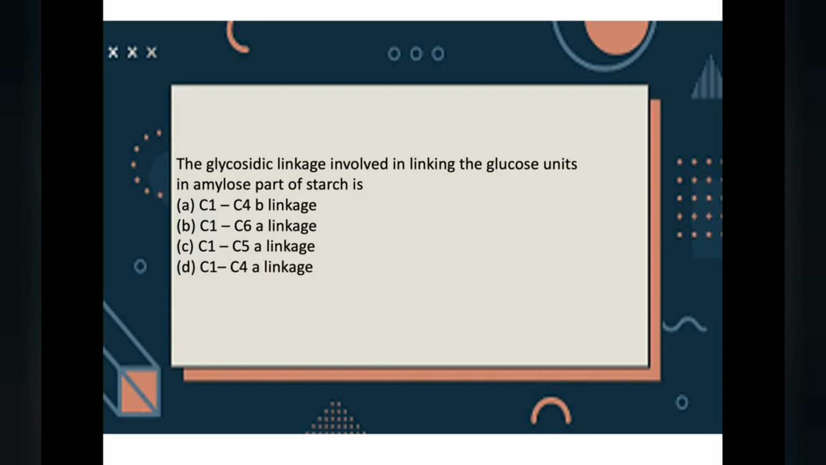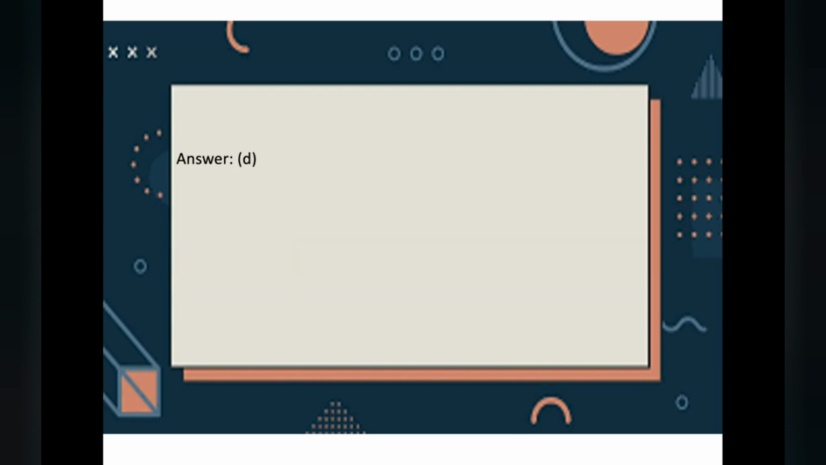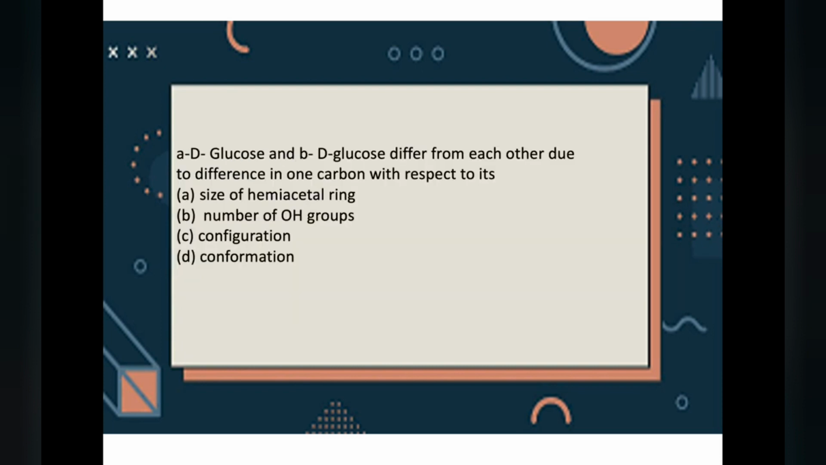Now the next question: the glycosidic linkage involved in linking the glucose units in the amylose part of starch. We had already learned about amylose in our unit, and the answer is D, which is the C1-C4 linkage. The next question: alpha-D-glucose and beta-D-glucose differ from each other due to the difference in one carbon with respect to its size of hemiacetal ring, number of OH groups, configuration, and conformation. So the answer is C, configuration.